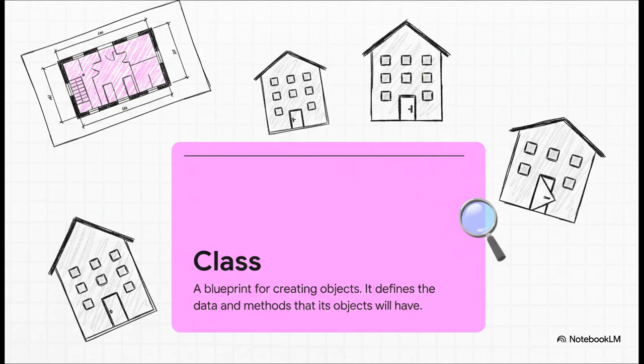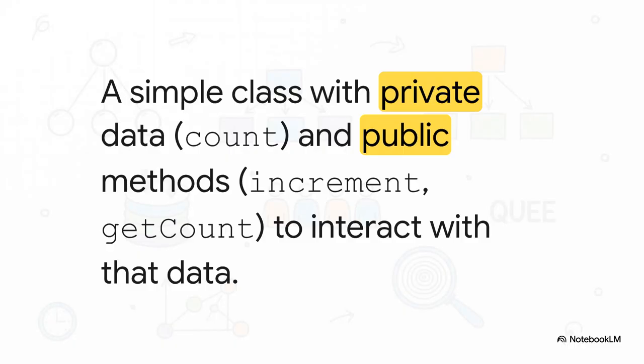It says a house is going to have a certain number of rooms, that's its data, and that you can do certain things like open a door or turn on a light. Those are its methods or its actions. Let's make this whole blueprint idea a little more real. Here's a super simple example right from the book, a class called Counter. This blueprint lays out 2 things.